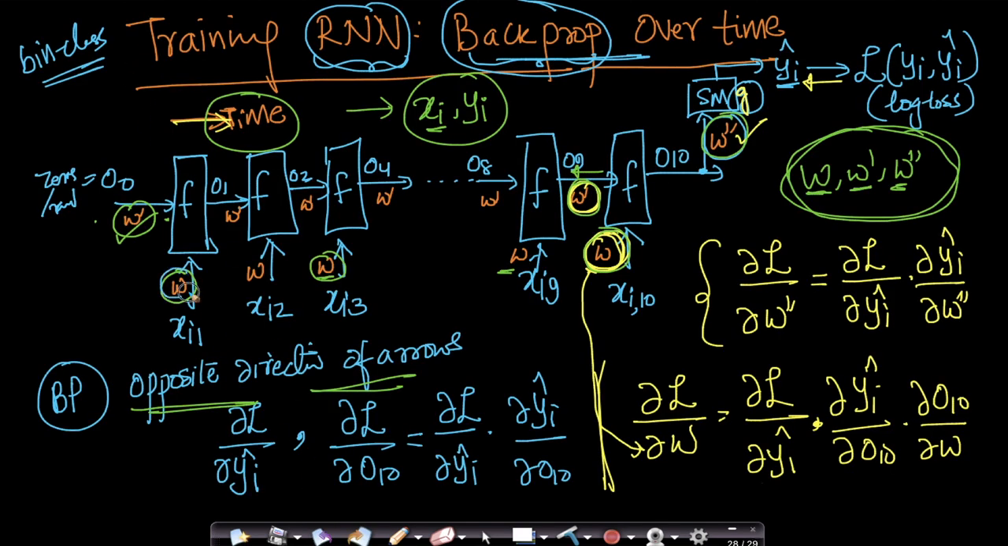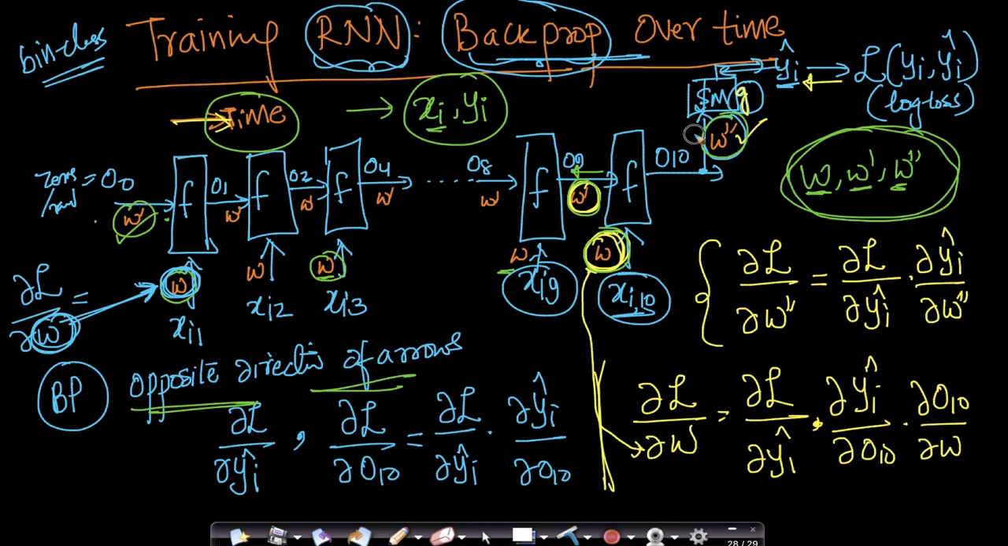Look at this weight that you'll modify here. Look at the weight that you'll modify at the last time step. Look at this. You have 10 words here, right? So your derivative of L with respect to this W is a product of lots of other partial derivatives, because you have to follow this whole path backwards.